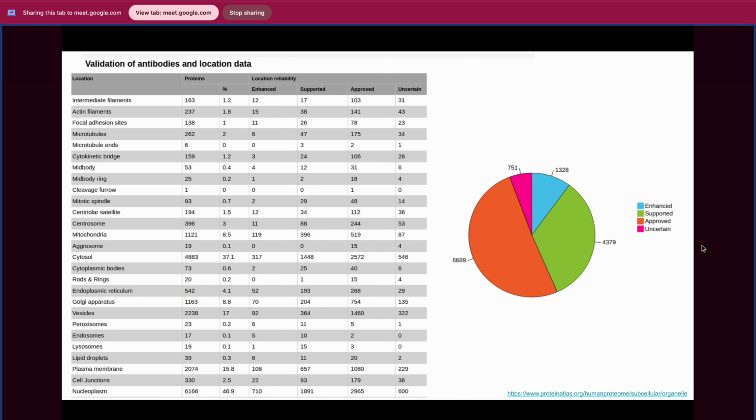Sometimes what can happen is that whenever you are looking into the antibody specific data, there are some non-specific interactions which can happen and you can identify some protein or gene by mistake. In such cases, we are uncertain whether this gene or this protein is specific to this particular organelle or not. So there are 751 for which we are uncertain.